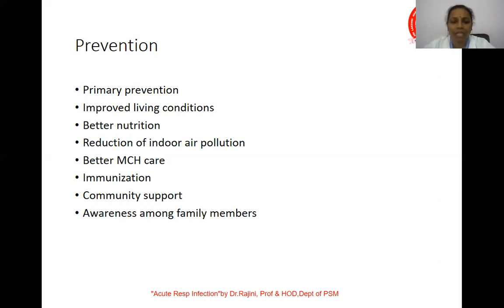This includes antenatal care, immunization, postnatal care, family planning, proper weaning, breastfeeding, proper school health care. So all these come under maternal and child health care. Immunization: the child has to be immunized up to date, whenever necessary. So everything has to be immunized. Community support, awareness among family members. So these are all the preventive aspects to prevent acute respiratory tract infection.